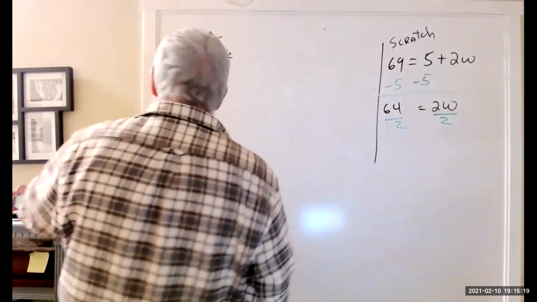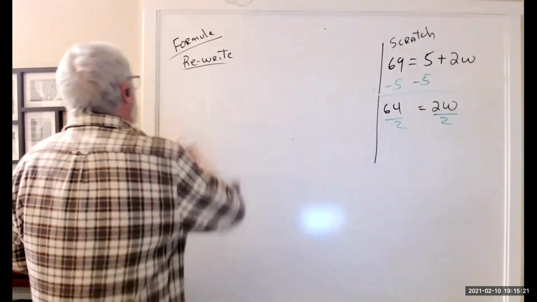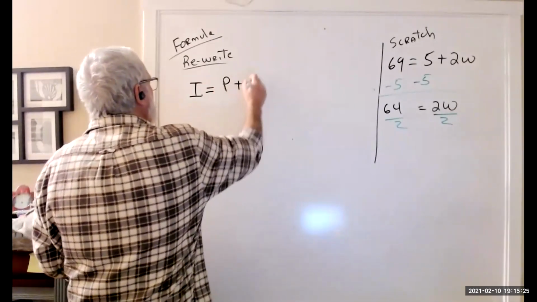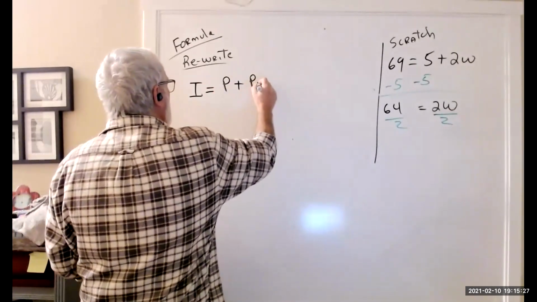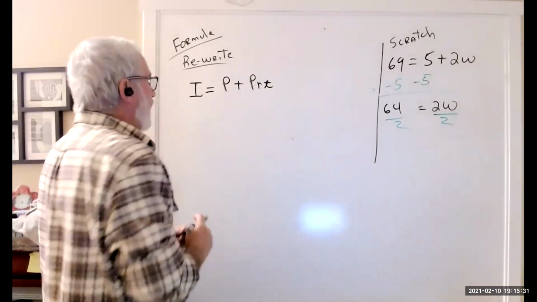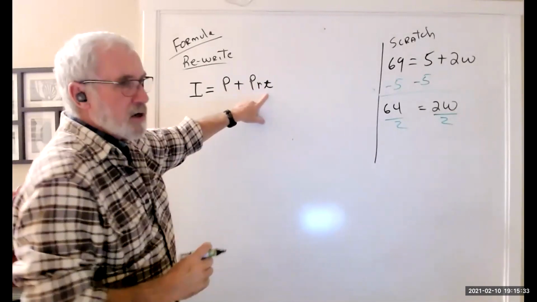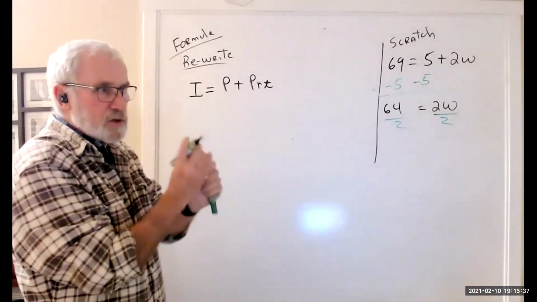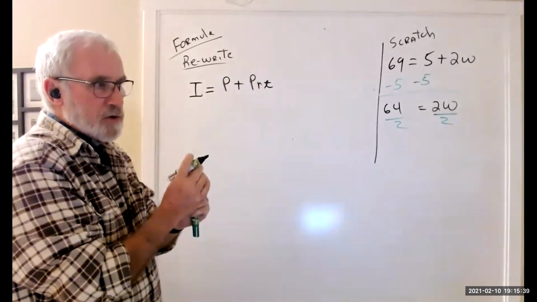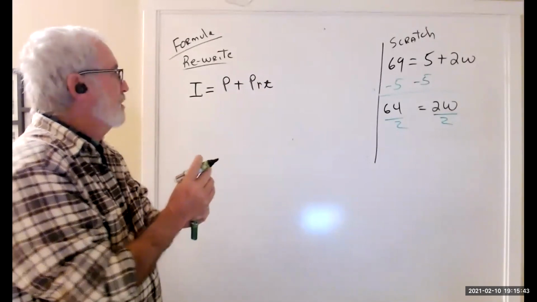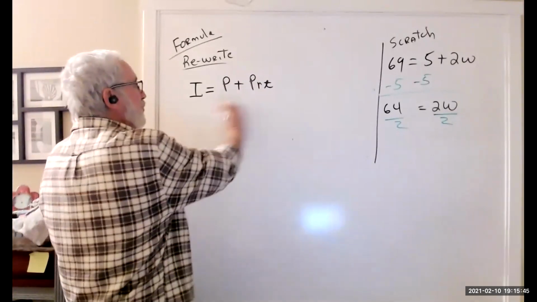So here's a formula from banking. I equals P plus PRT. And by the way, PRT, what do we know from algebra? If we shove three things right next to each other, what are they all doing to each other? Multiplying. They're all multiplying. Fine. So here's the formula.